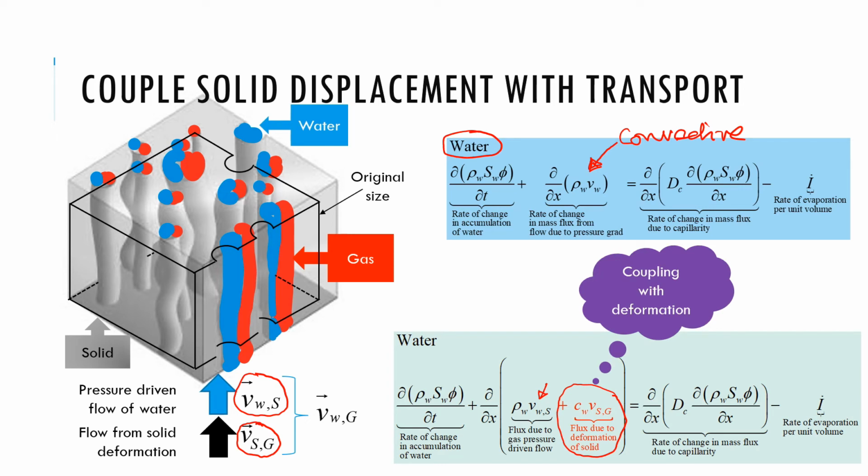So the transport gets modified because of the deformation. Another way to say this is that transport is coupling with deformation this way. In the previous slide, we showed how transport affects deformation, and this one shows how deformation affects transport. So they're coupled both ways.